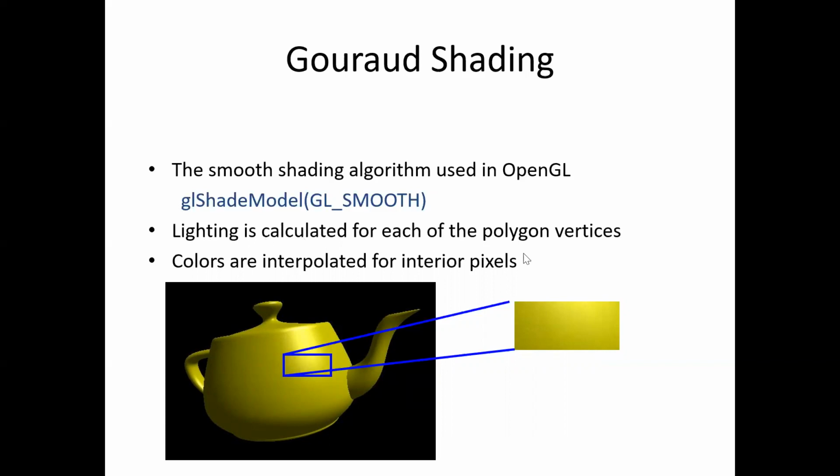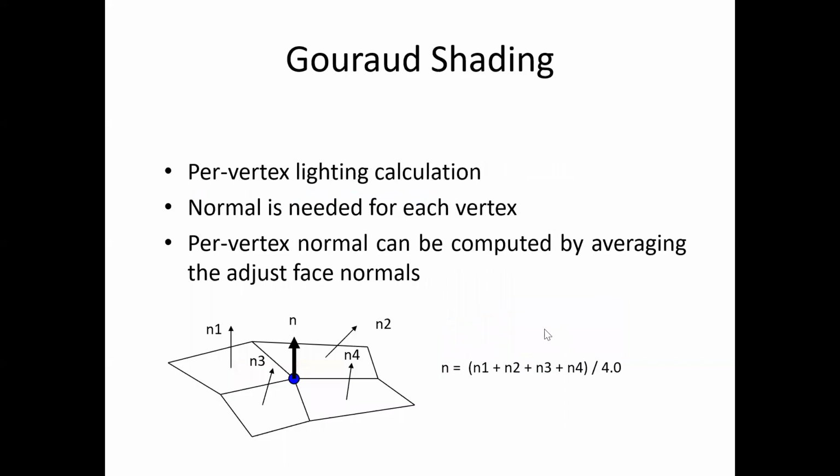Lighting is calculated for each of the polygon vertices. Colors are interpolated for interior pixels. So per vertex lighting calculation means, contrary to flat shading, where for one surface normal only we compute the color code and it is applied to the entire polygon.